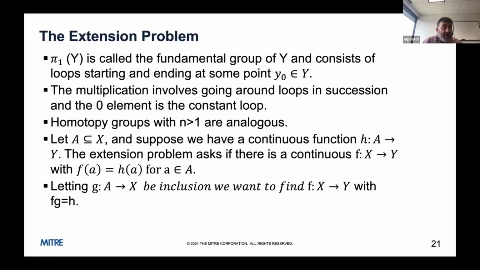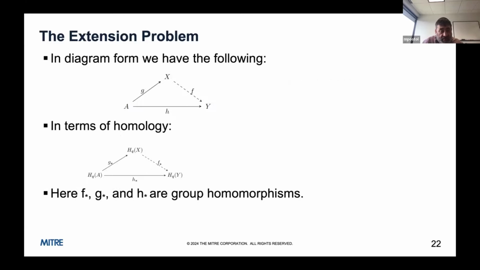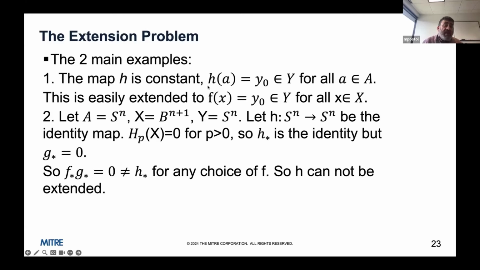Okay, so these two examples are really important. First one is a constant. If h of a is equal to y0 no matter what, then we could extend that to all of X by just letting f of x be y0. Okay, so that's the easy case.